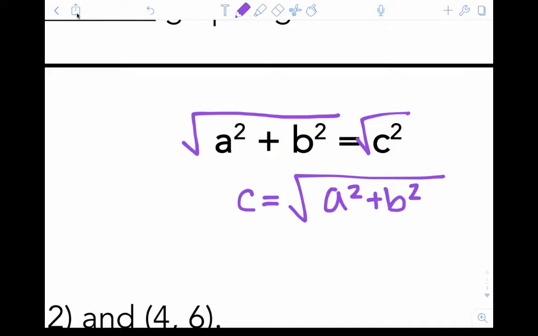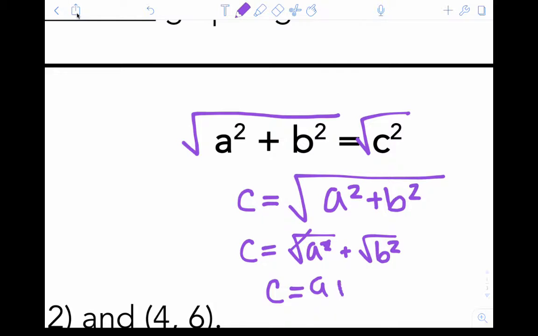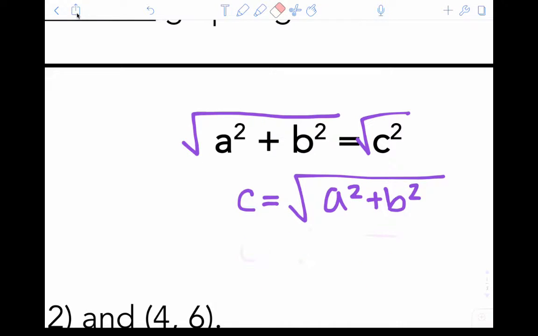Now note that this is not the same as the square root of A squared plus the square root of B squared. I can't break those up because those square root and squares would cancel out, and that would be C equals A plus B. And we know from the past couple days in class that this is not true. Okay, it's C squared equals A squared plus B squared. So don't do it that way. The plus sign makes the A squared and B squared stick together, so you can't separate them into different square roots.